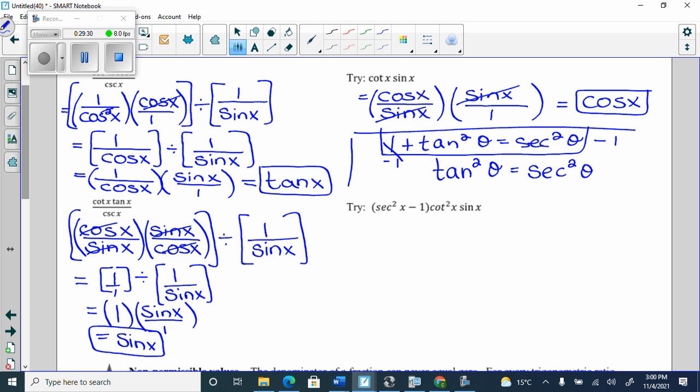I need secant squared x minus 1. So I'm going to subtract 1 like I did here and here, and then I rearrange the formula into that. So this, I can toss it behind my head and say, no thank you, and replace it with tan squared x. And then the rest just stays the same. Cotan squared x. I'm going to change it all in a second. Sine x.